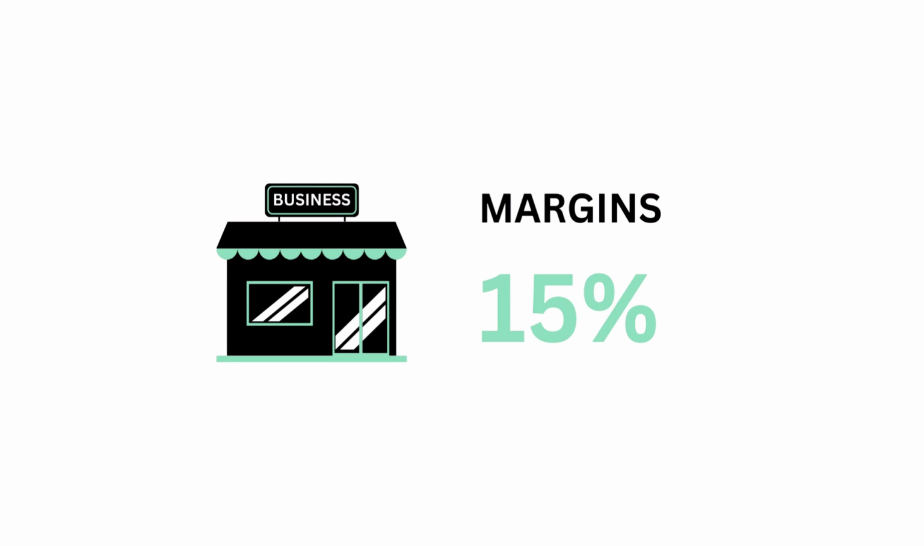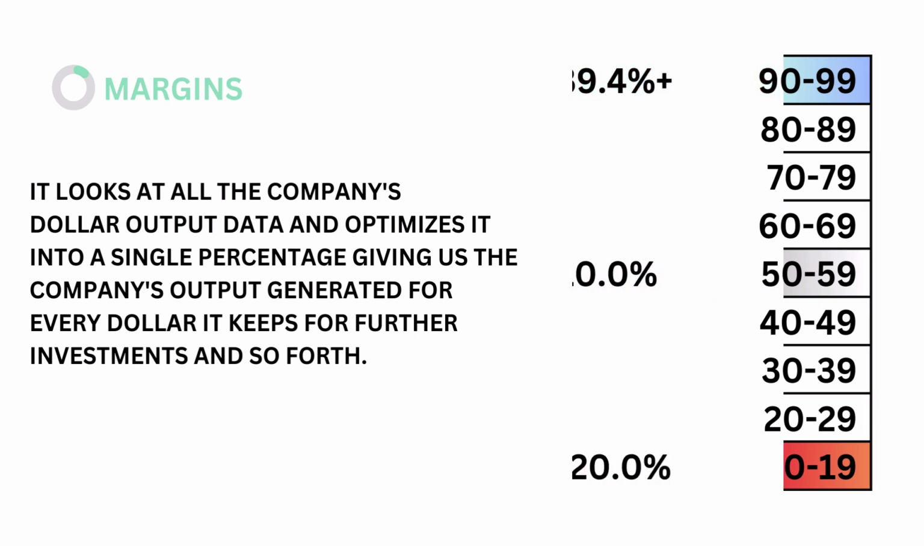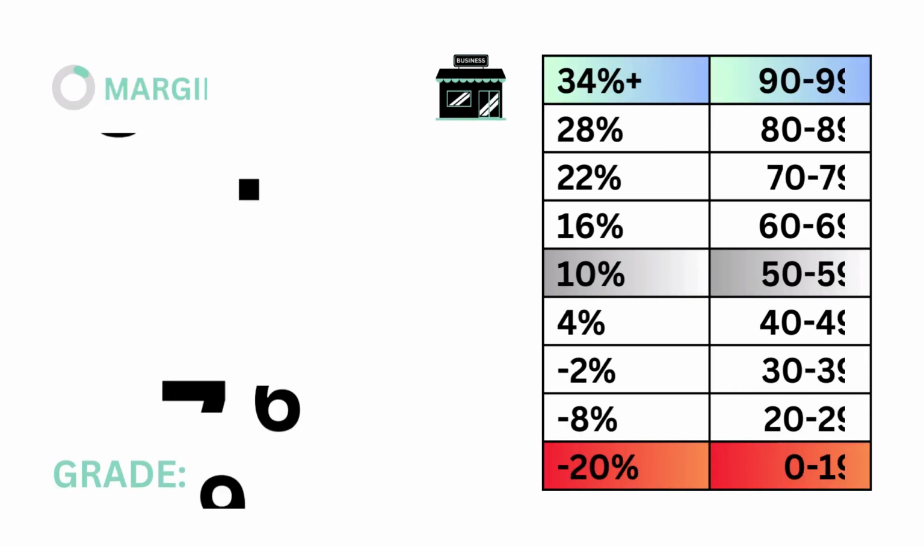Next, margins, which accounts for 15%. Margins looks at all the company's dollar output data and optimizes it into a single percentage, giving us the company's output generated for every dollar it keeps for further investments and so forth. The models tell us that a margin rate of 10% is considered average. Here's our margin rate and margins grade.